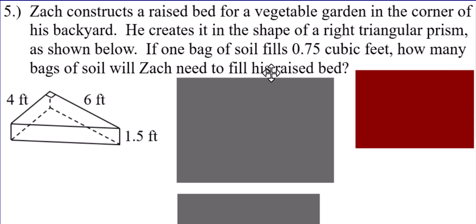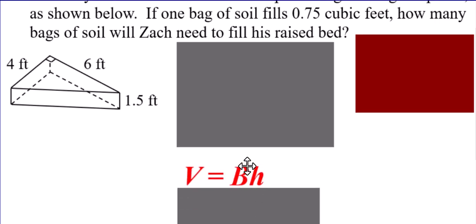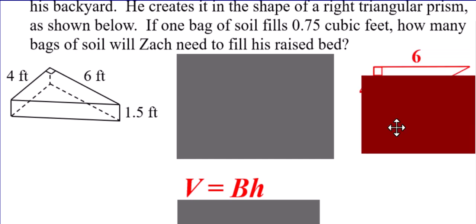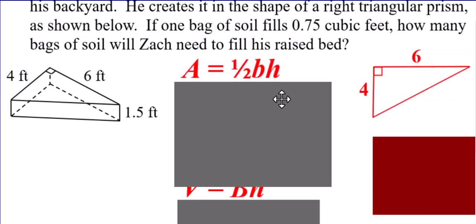We are trying to fill up this corner raised bed vegetable garden in the corner of the backyard with soil. So filling up the figure would be volume. This is a triangular prism, which requires the volume formula area of the base times the prism's height. Before you can get area of the base, we need to identify what shape is the base. Well, it would be the triangle. And to get capital B, we need to do the area formula of that triangle.